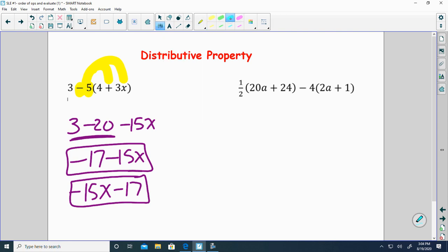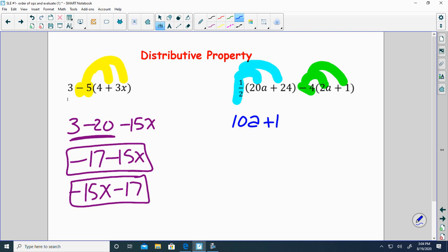This next problem, we have 2 different things we're distributing. Here, I'm going to distribute this half over here and here. And then I'm going to distribute this negative 4 here and here over the parentheses. Okay, so half of 20 is 10, so I get 10a. Half of 24 is 12. Negative 4 times 2a is negative 8a. Negative 4 times 1 is negative 4.